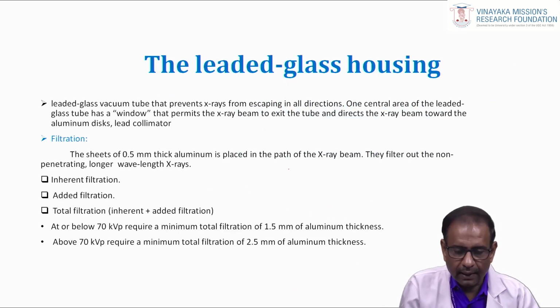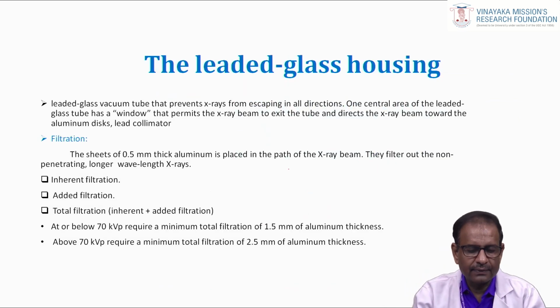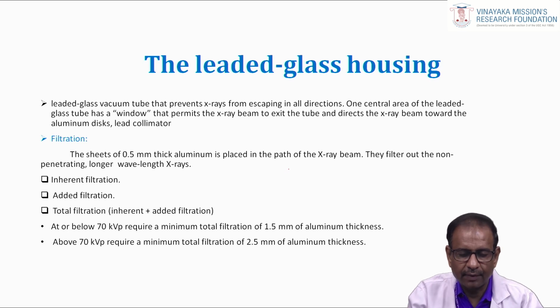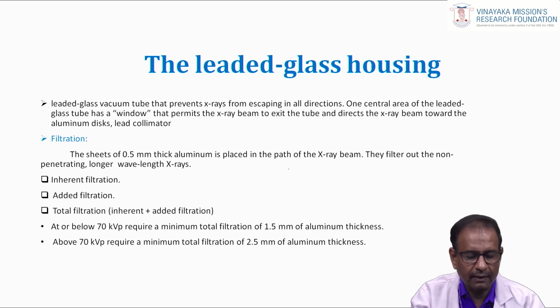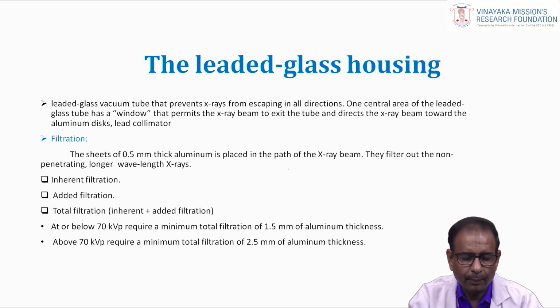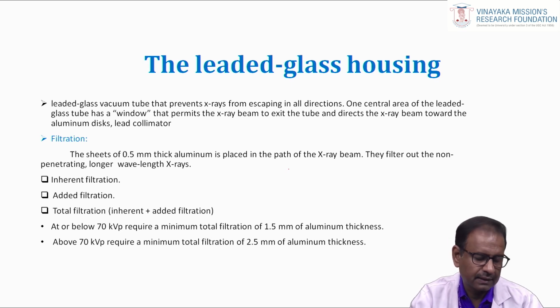So first, the leaded glass housing. The leaded glass vacuum tube prevents the X-rays from escaping in all directions. That's why it's made of glass vacuum, without any gas inside the tube. The central area of the leaded glass tube has a window that permits the X-ray beam to exit in the tube direction, towards the aluminum disc and the collimator. I will tell you the difference later. First, we should know about the filtration. Along the pathway of the X-ray exit, there are two very important mechanisms. One is filtration, one is collimation.